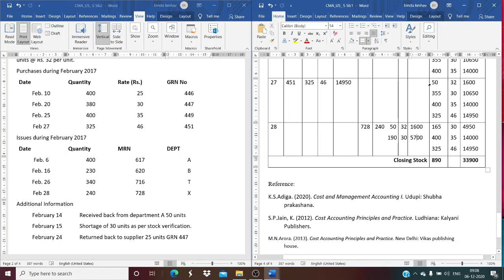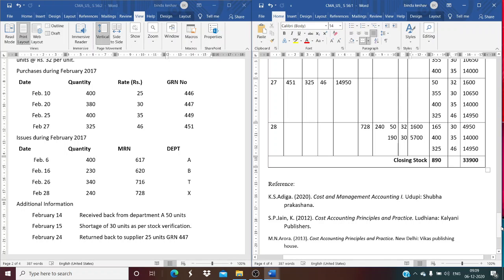Now the balance will be, the first lot 50 is entirely issued. From the second lot 355, 190 units are issued, which means the remaining balance will be 165 at rupees 30, 400 units at rupees 35, and 325 units at rupees 46. So the closing balance quantity will be 165 plus 400 plus 325 units, totally 890 units, and the value will be 4950 plus 14,000 plus 14,950, totaling to rupees 33,900.